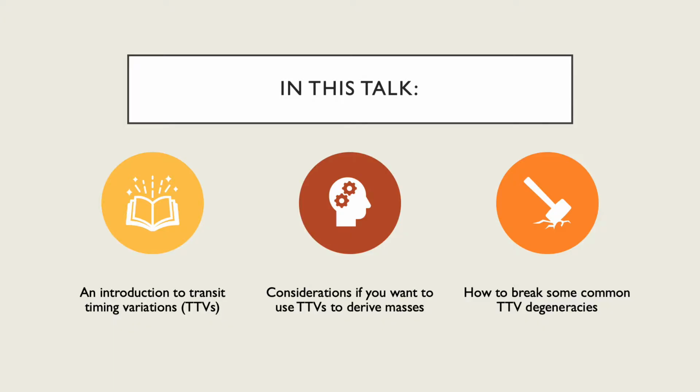There's a few main goals I have for this talk, and this talk is really aimed at researchers who aren't experts at TTVs but are looking to learn more. So the first thing I'm going to go through is an introduction to transit timing variations, so what they are, what they look like in the data. Next, I'll talk about if you want to use transit timing variations to derive masses of exoplanets, what are some considerations that you need to include in your analysis? And then finally, I'll introduce some degeneracies that you get when using TTVs and how you can break those degeneracies.